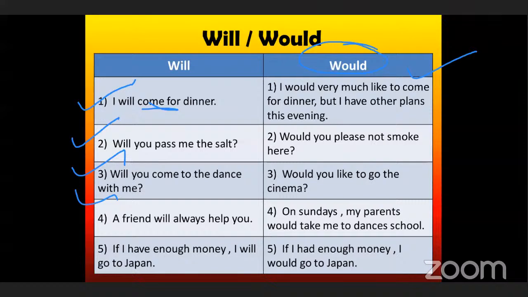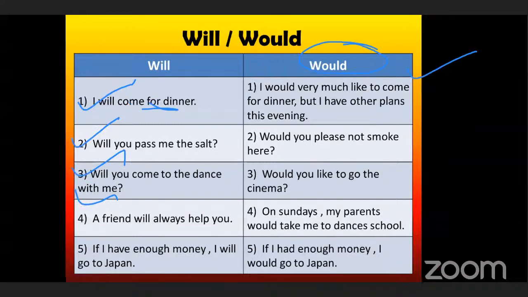Fifth example: If I had enough money, I would go to Japan. Now, when you are talking about any imaginary situation, use the modal auxiliary would. If I had enough money, I would go to Japan. So, understood, students, when we have to use will and when we have to use would. Now, let's discuss the next modal auxiliary. The next modal auxiliary is shall and should.